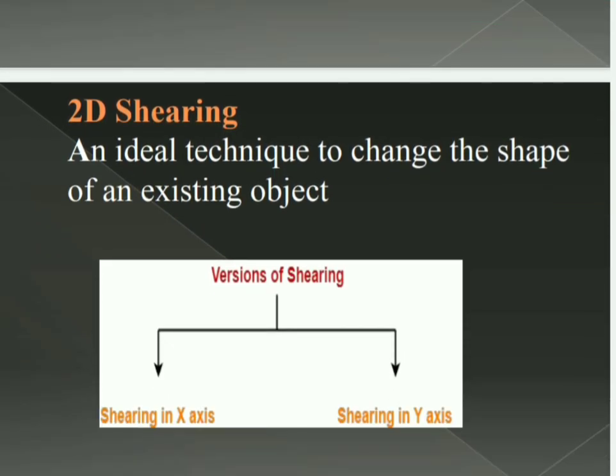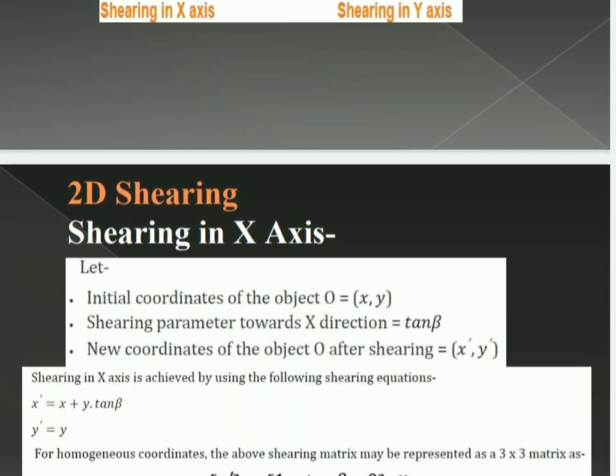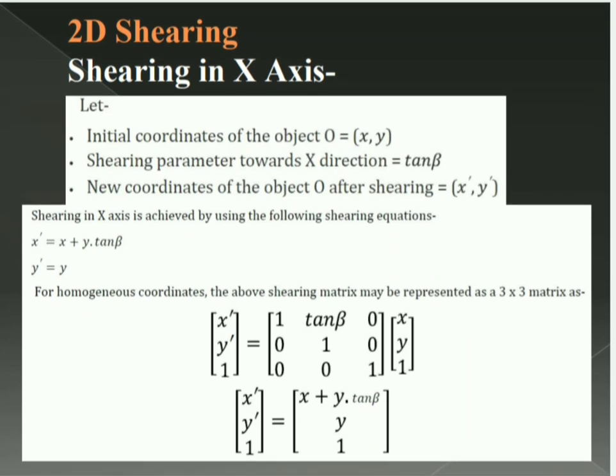Now the next one is shearing. Shearing is a technique to change the shape of the existing object. Now suppose you want to change the shape of that object along the x-axis and along the y-axis. Then how will you change it? Here we need some angle for that. So that angle is the shearing parameter.